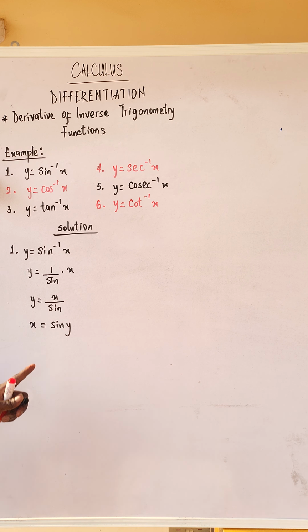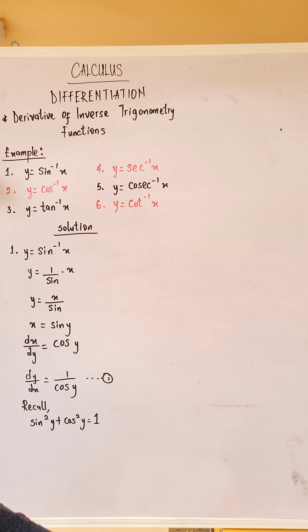Now let's go further. After you've gotten equation 1, you recall, don't forget, I gave you something: sine square x plus cos square x equals 1. But here we are using it as y because it is related to y. So sine square y plus cos square y equals 1. What do I need? I need to make cos y the subject of the formula.